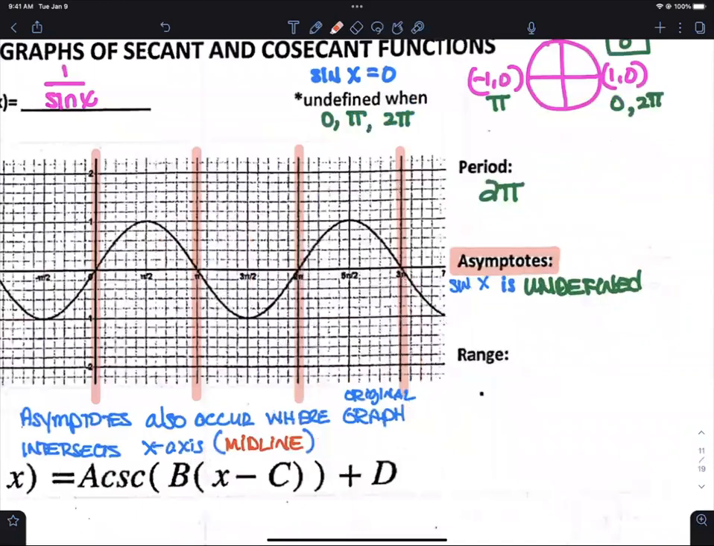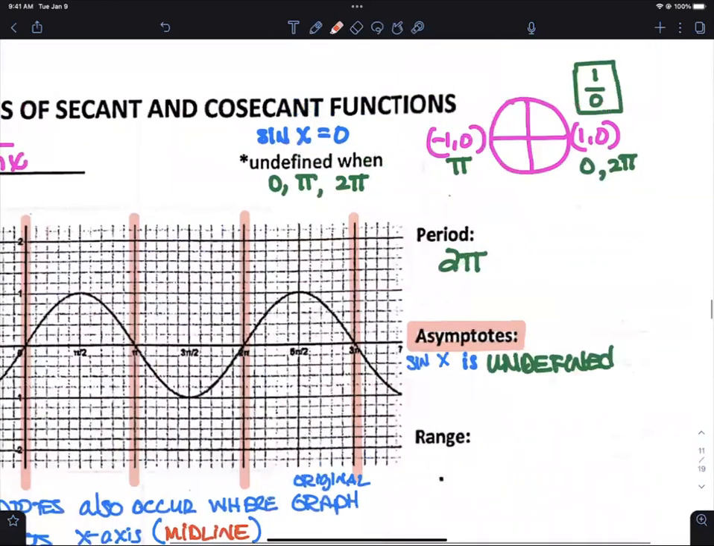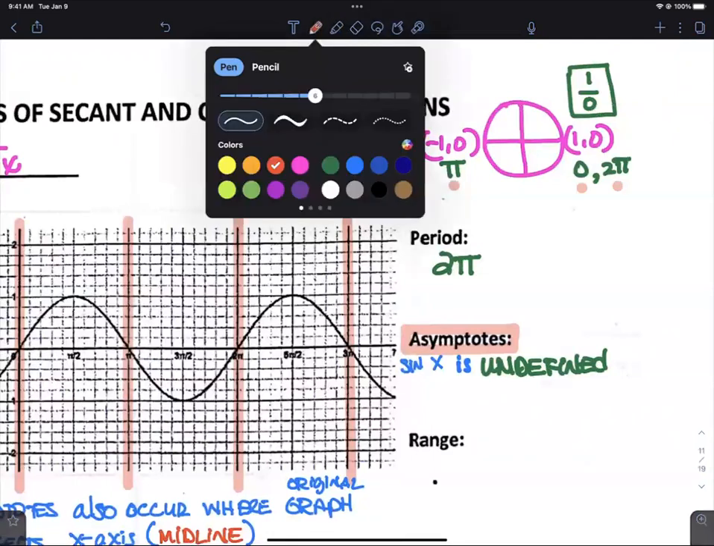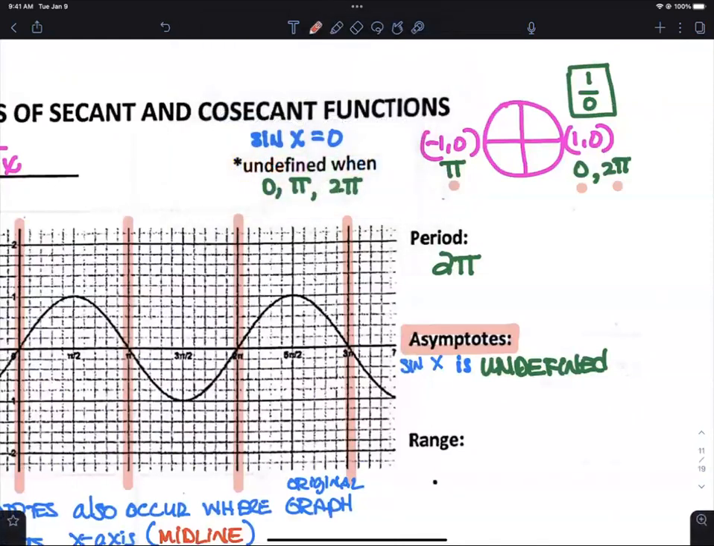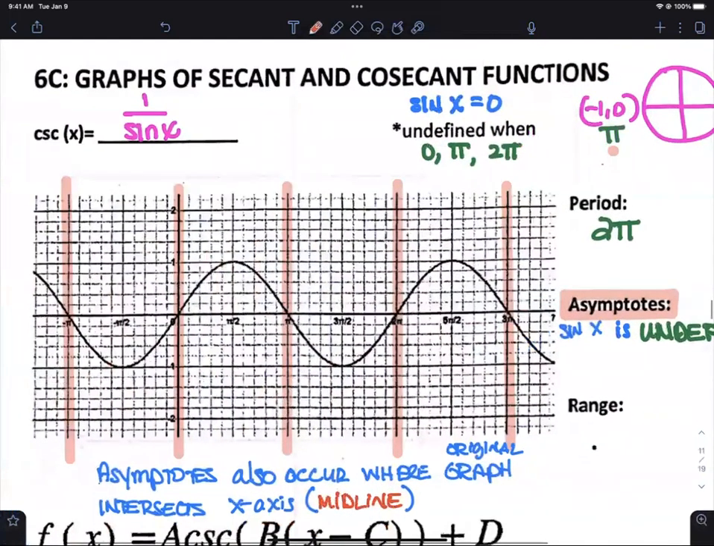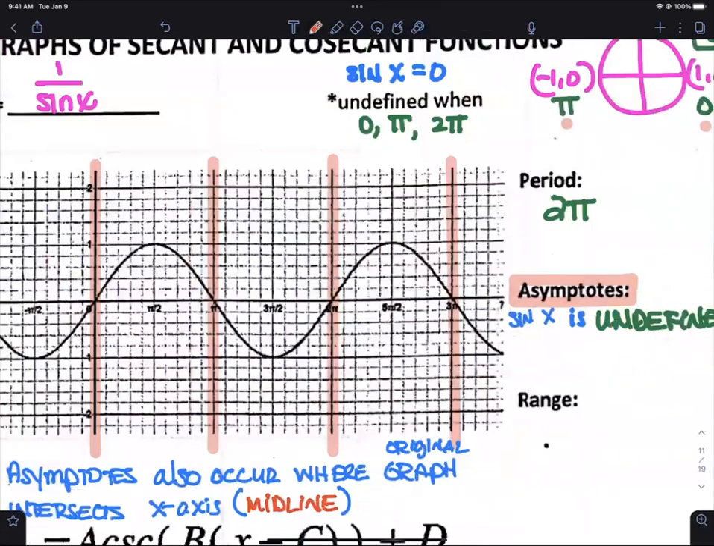This graph will be undefined when sine is 0. Going back to the unit circle, you can see that sine is 0 when you're starting at 0, at pi, and all the way around at 2 pi. So in increments of pi, this graph is going to be undefined because you would have division by 0. 1 over 0 is an undefined expression. That's the reason why the graph of the reciprocal functions has asymptotes. This is a rational function, 1 over sine, and rational functions have asymptotes. So this graph has vertical asymptotes, and they occur at the places where sine would be zero.